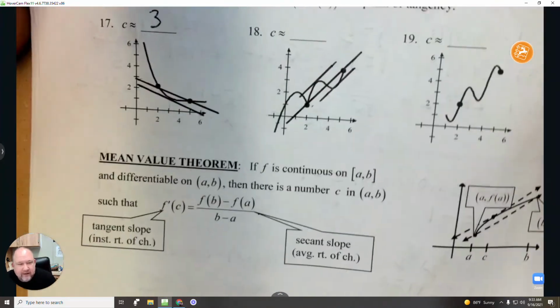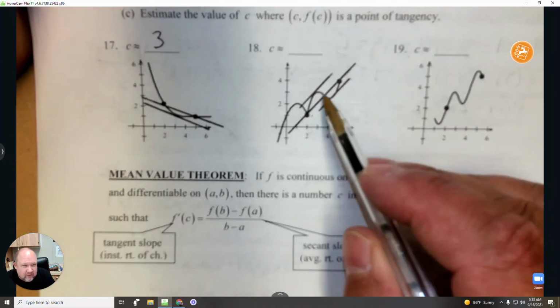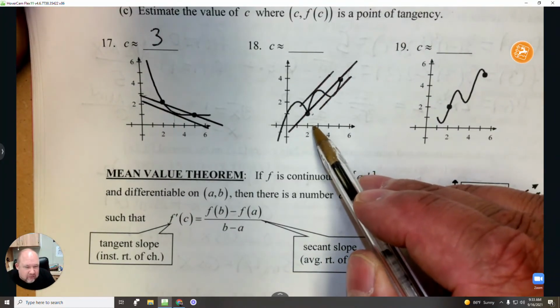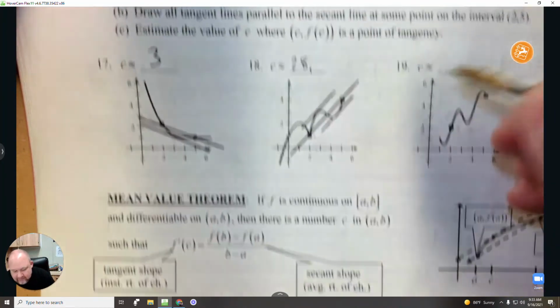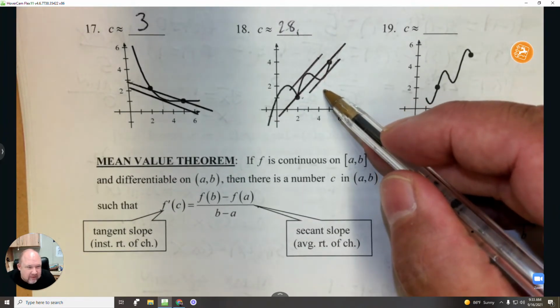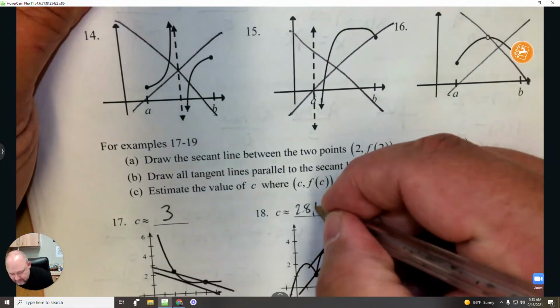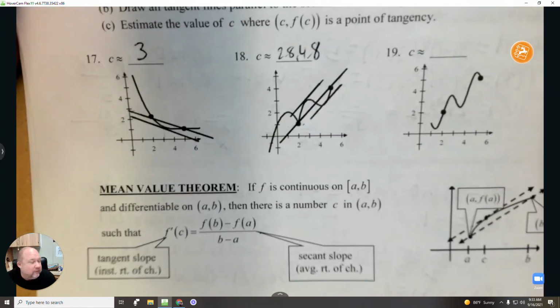And then think, where does that occur? Those parallel things where it just touches at 1. So like pretty close to 2.8. The other one, what would you say, 4.8, 4.9, something like that. We're just estimating where those things occur.